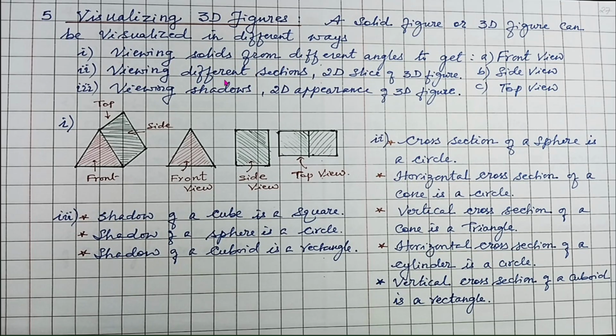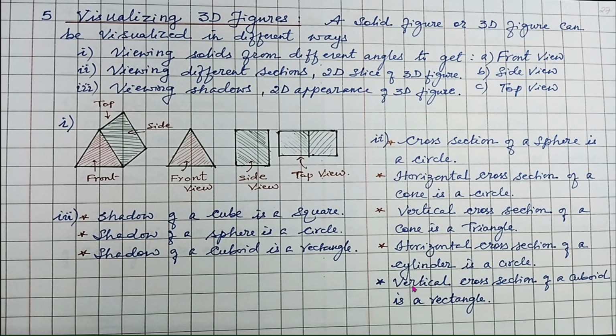And the second one is viewing different sections, 2D slices of 3D figures. If you take a cross section of a sphere, it is a circle. If you take the horizontal cross section of a cone, it is a circle. If you take the vertical cross section of a cone, it is a triangle. If you take the horizontal cross section of a cylinder, it is a circle. If you take the vertical cross section of a cuboid, it is a rectangle. So that is how we have the different sections, 2D slices of 3D figures.